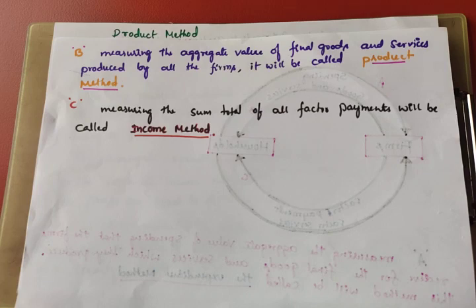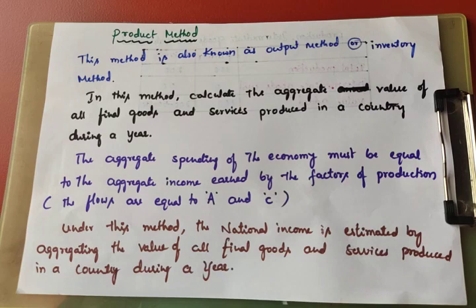So these are all called remunerations. That is income for the households, which we can calculate through the income method. Okay, one by one we have to discuss. Three methods are very important. First, we should discuss the product method.